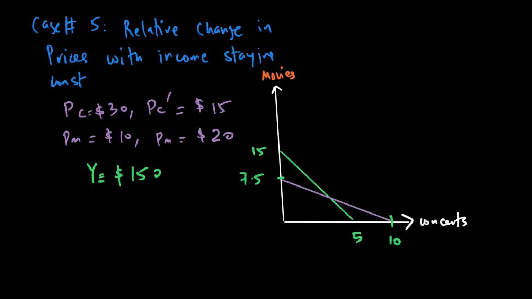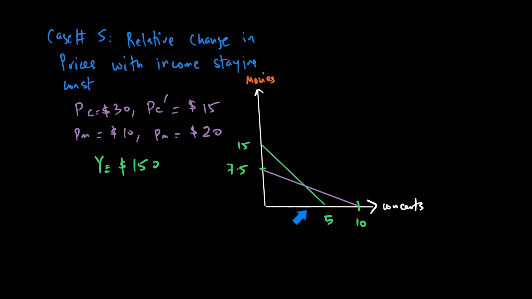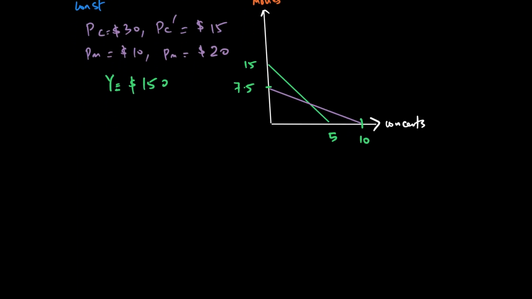This means that the consumer can now buy more of concerts and buy less of movies. And this also means that the slope has changed because the ratio of prices has changed. So previously the ratio of prices was 30 over 10 or 3, and now it's going to be 15 over 20, which is 3 by 4. So whenever there's a pivotal shift, the first thing that comes to our mind is that the relative prices have changed.